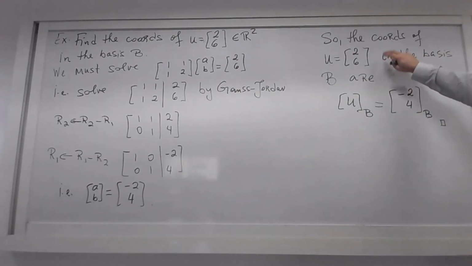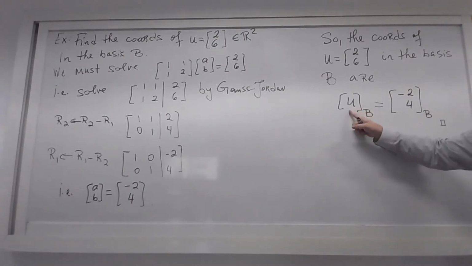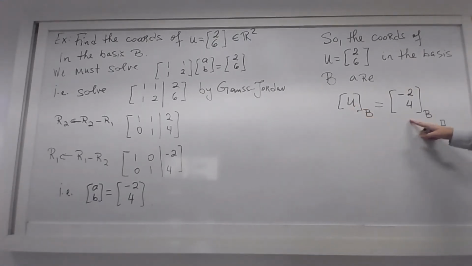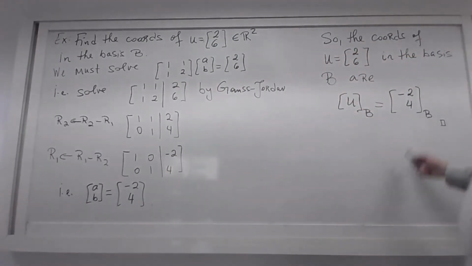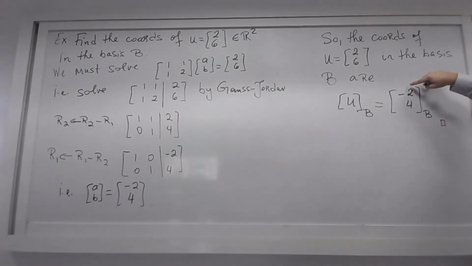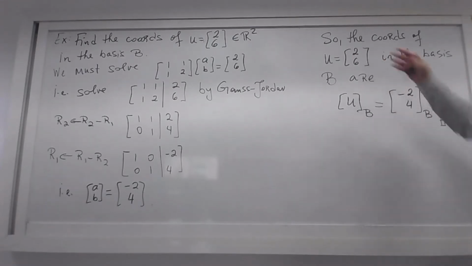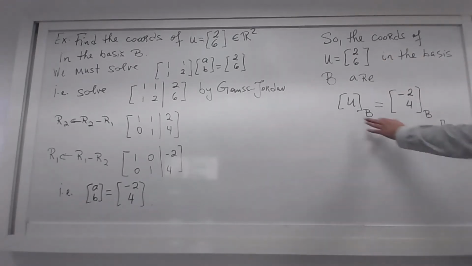So for our vector (2, 6), its coordinates in the basis B are the numbers negative 2 and 4. It means that this vector (2, 6) is a linear combination of the vectors (1, 1) and (1, 2), and the coefficients of the linear combination are negative 2 and 4. So this vector is negative 2 times (1, 1) plus 4 times (1, 2). When we do that, we will get our vector back. So these are the coordinates of U in basis B. That's what it means.